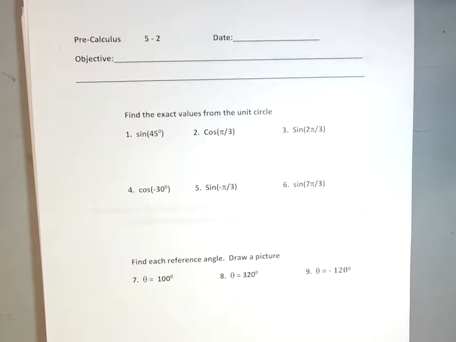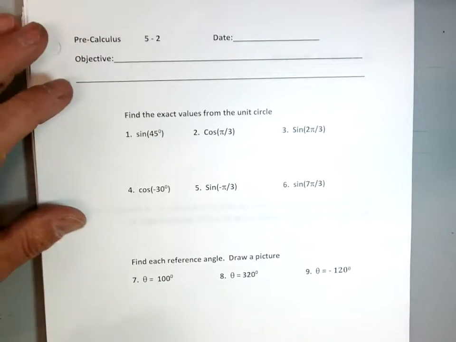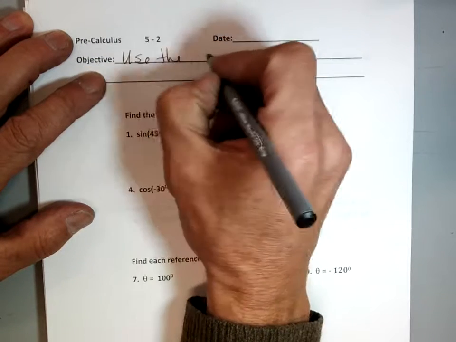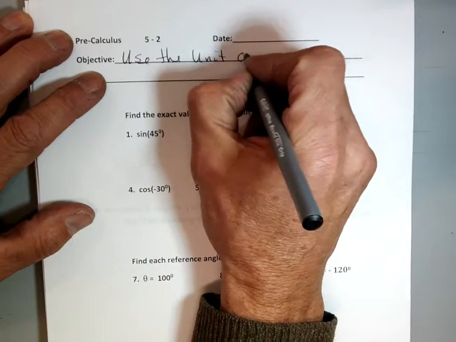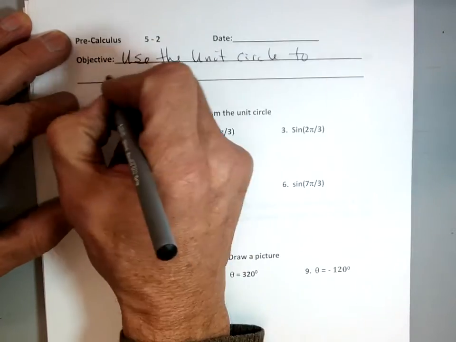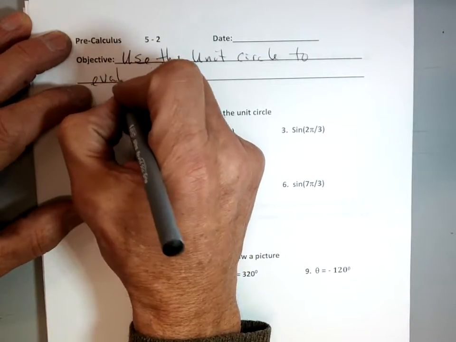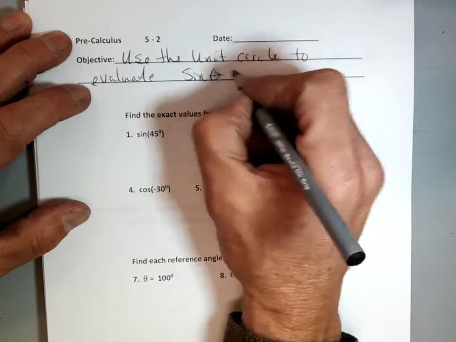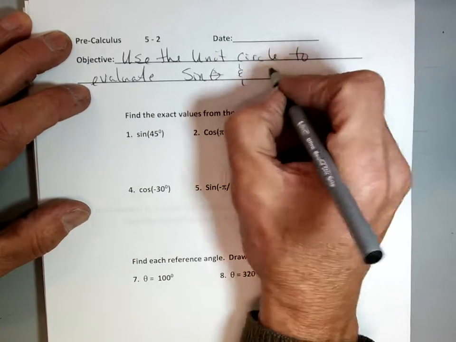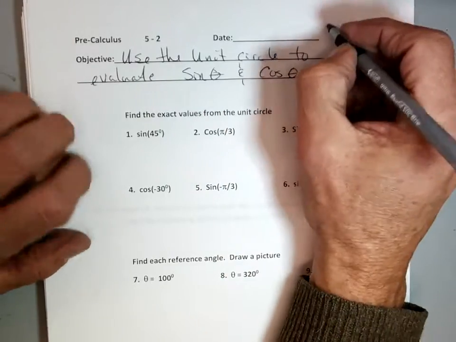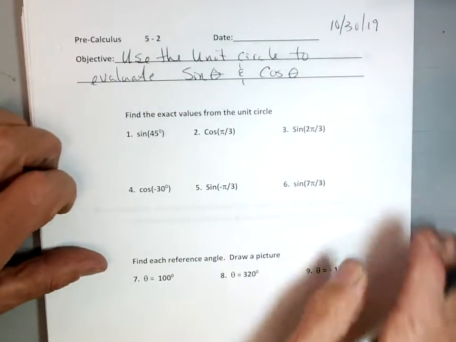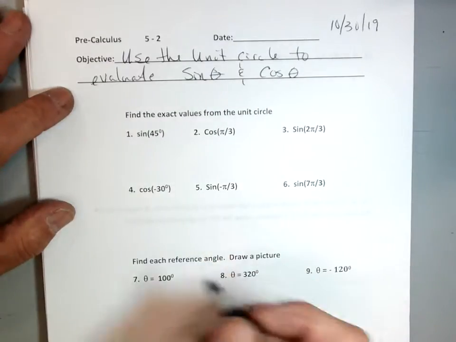Okay, so first of all, what we're doing is we're going to use the unit circle to evaluate sine theta and cosine theta. Okay? So what we have to do for sure is write this down.